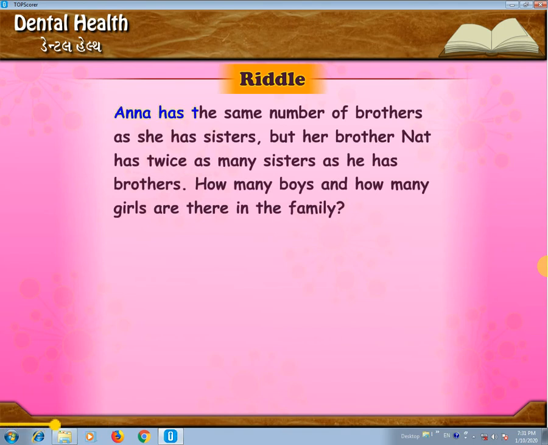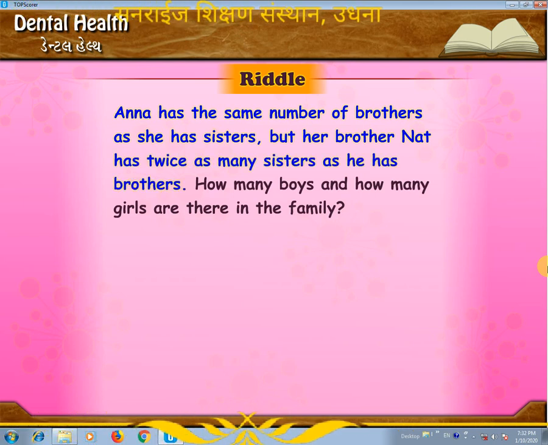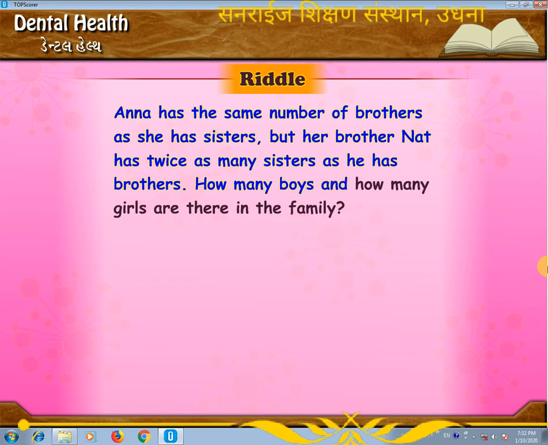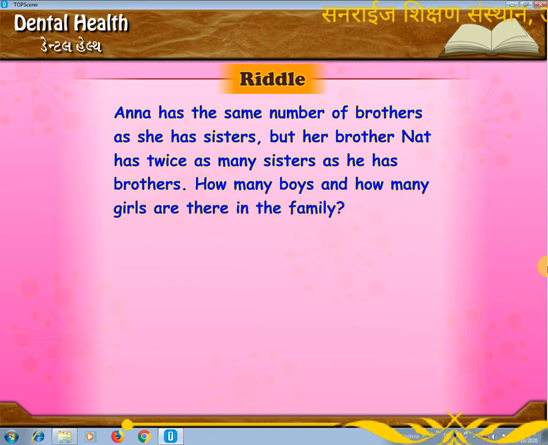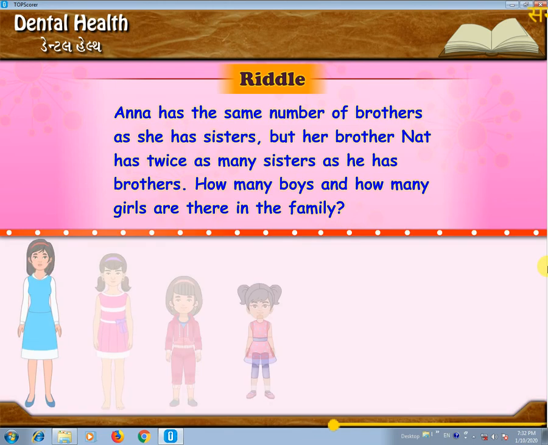Now it's riddle time. Let us solve this riddle. Anna has the same number of brothers as she has sisters. But her brother Nat has twice as many sisters as he has brothers. How many boys and how many girls are there in the family?